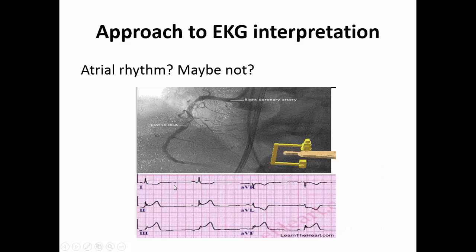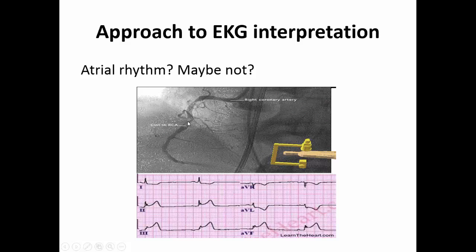So what about this strip? Is this an atrial rhythm? Again, we don't have all of the leads here. We're only given a few of them. And if we ignore the fact it looks like there's an inferior STEMI going on, if you take a look at this picture of the coronary arteries, there's a big clot in the right coronary artery.